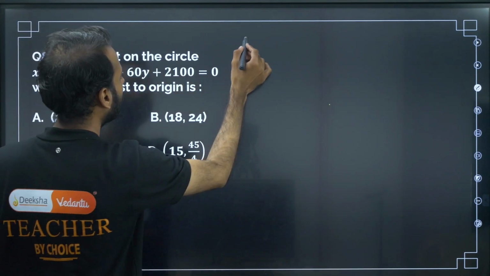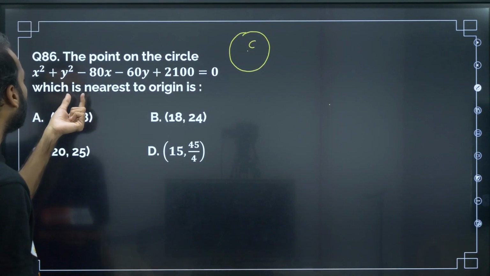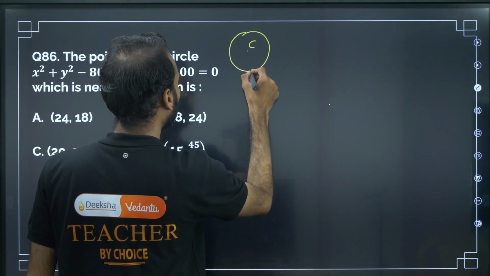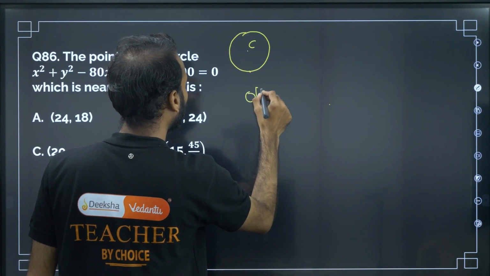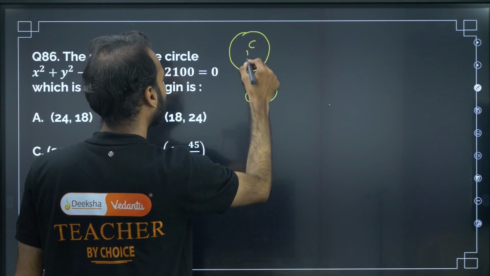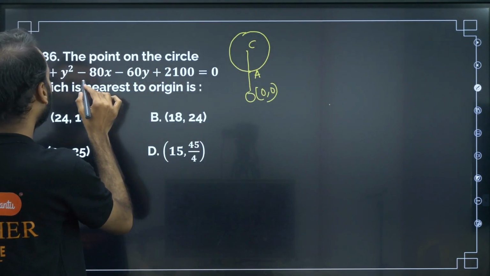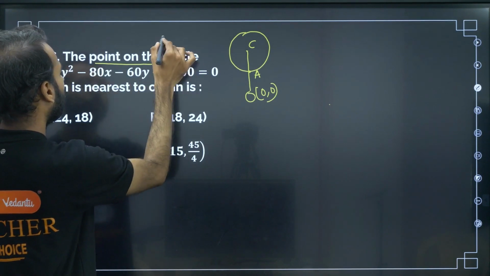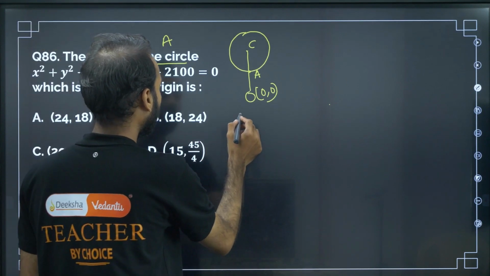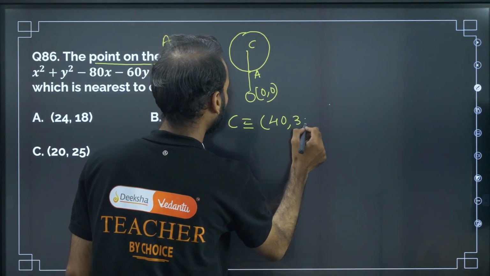There is one circle. Let me draw that circle and name it as C. The point on the circle which is nearest to origin. Let me name that origin as 0 point, and let me name that point as A. This is the point on circle, A. For center, let me write that as 40 comma 30.